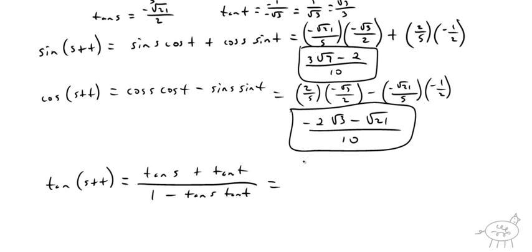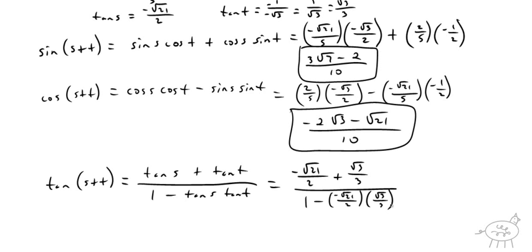Okay. So I have tangent of s, which is negative root 21 over 2, plus tangent of t, which is root 3 over 3, divided by 1 minus negative root 21 over 2 times root 3 over 3. Okay, doesn't look too bad so far.